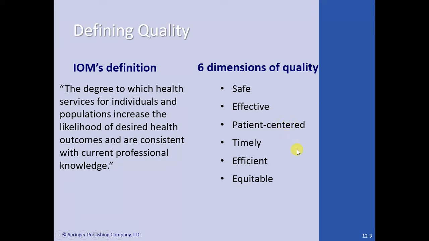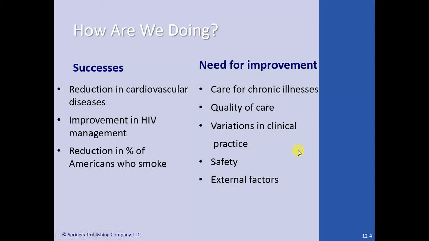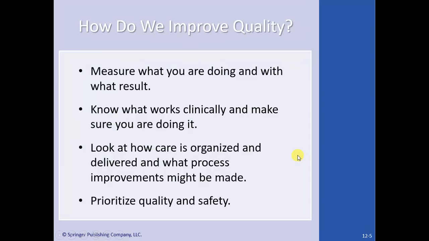Care should be safe, effective, patient-centered, timely, efficient, and equitable. How are we doing? Good in some areas, not so good in others. We have seen a reduction in cardiovascular disease, improvement in HIV management, reduction in the percentage of Americans who smoke, but we need improvement in care for chronic illnesses, the quality and safety of care, variations in clinical practice.